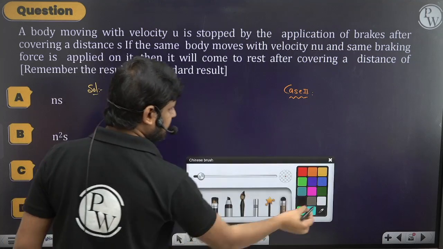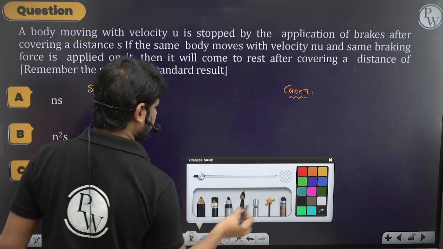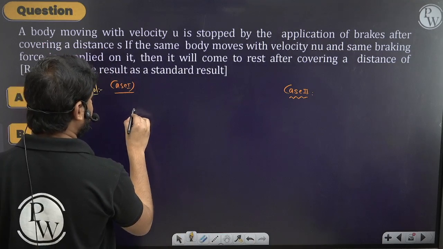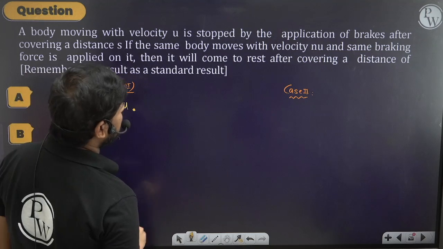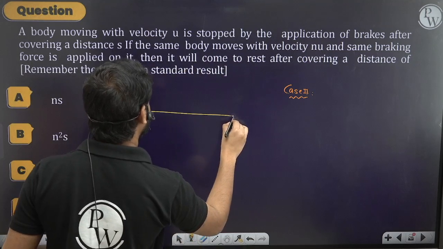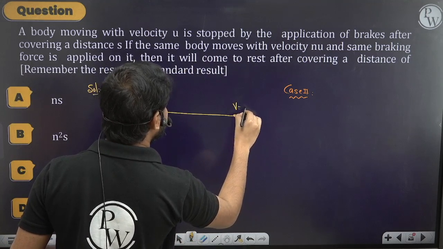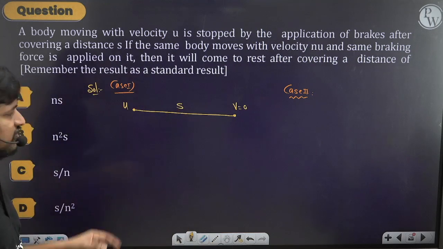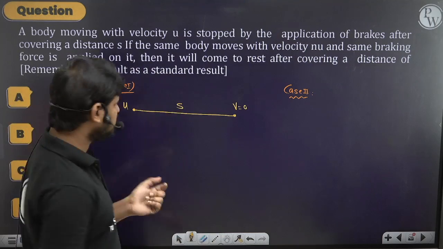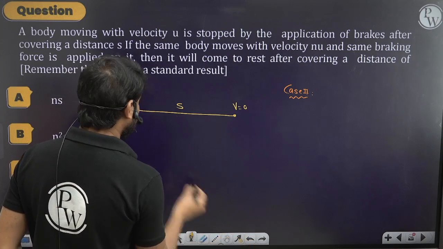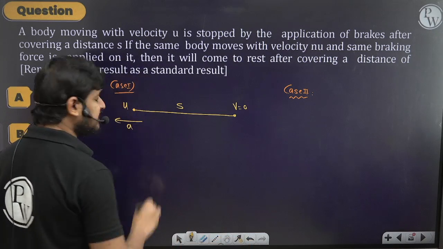See here. In the first case, a body is moving with initial velocity u and is stopped by the application of brakes. That means the body will be stopped after covering a distance s. If the braking force is applied, the body will retard, right? So its acceleration is going to be in this direction. The acceleration, retardation we call.